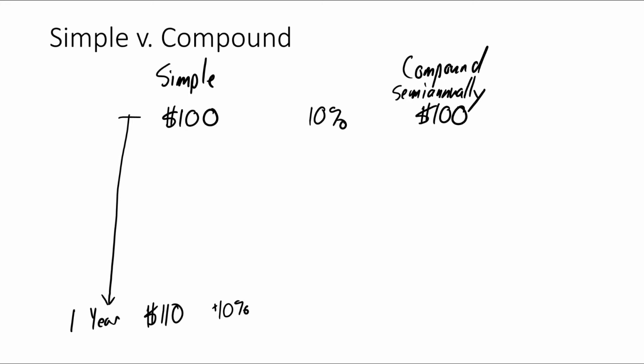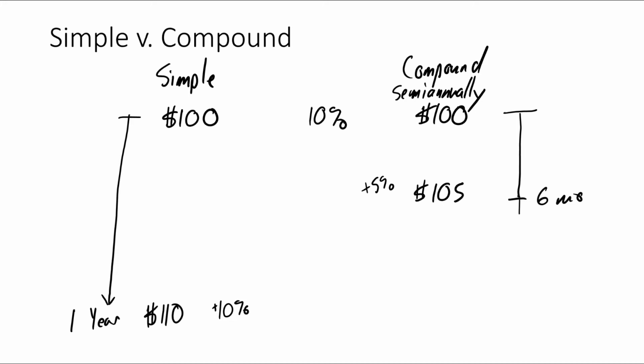The compound interest account, which earns interest semi-annually, that's twice a year, would mean that after the first 6 months, half the interest would be paid out. So 5% interest would be paid out. So 5% interest on $100 is $5. So that's $105 that the account would contain.